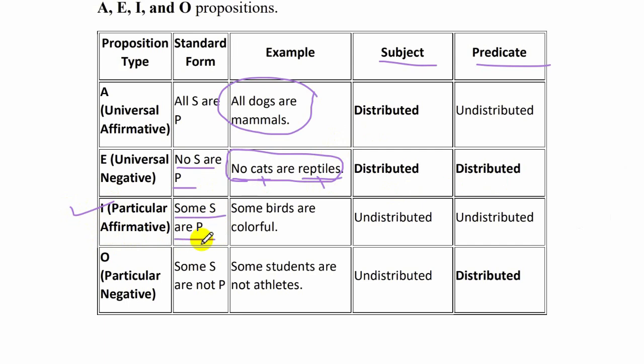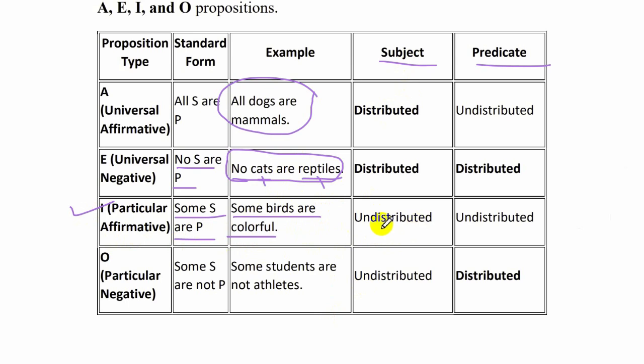In the I, it's particular affirmative. The standard logical format is some S are P. Some birds are colorful. Some fruits that I ate are sweet, some are not. Some places I like to visit. So this is the format of some S are P. Some students are girls, some students are boys in the class. Some students pass, some students don't pass. It's a standard format.